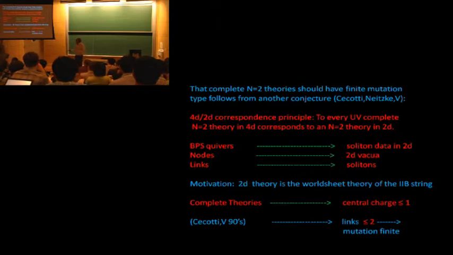And through the work we did with Cecotti in the 90s, it put some restrictions from the tt* geometry. In particular, for example, it implies that the number of links between any two nodes should be less than or equal to 2 for it to be mutation finite. So already we are going back to some of the work we did, which can now feed from 2D back to 4D, telling us some properties of 4D physics from certain data in 2D.